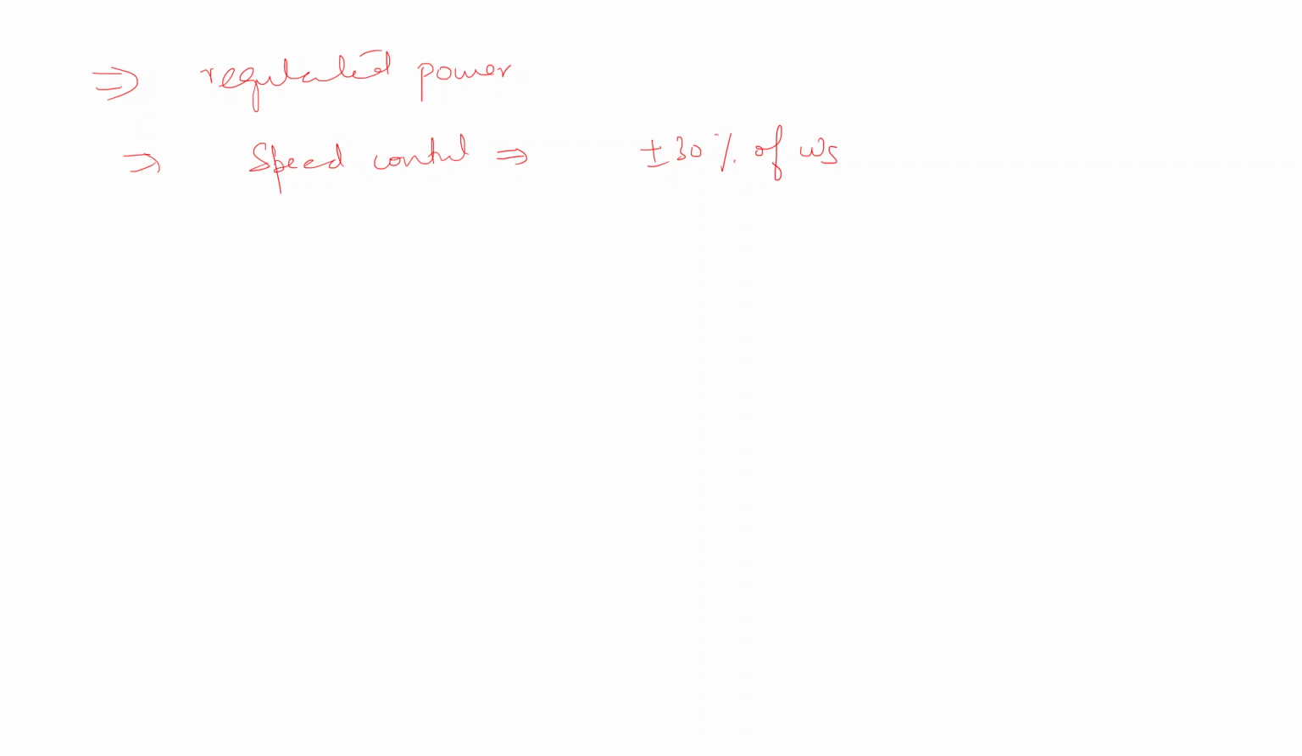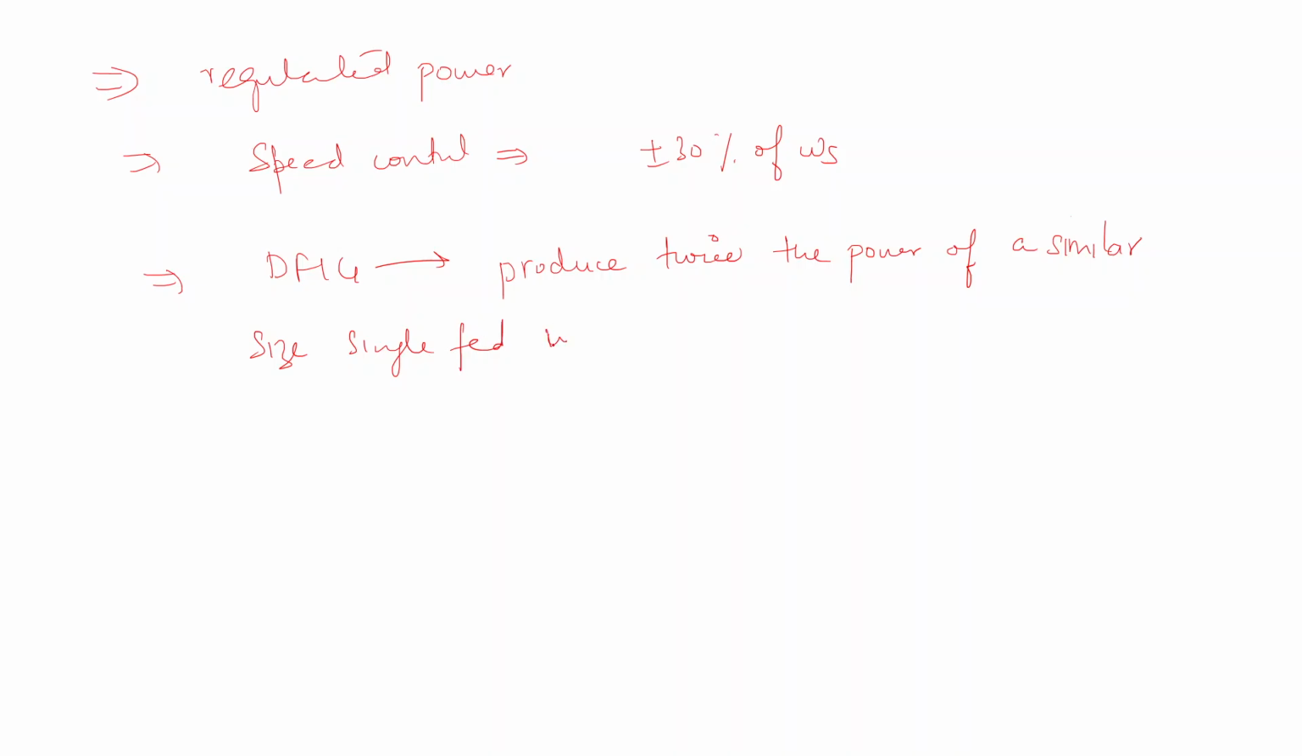Another thing is that it can produce twice the power. One of the major advantages of DFIG is it can produce twice the power of a similar size single fed machine while incurring the same losses.